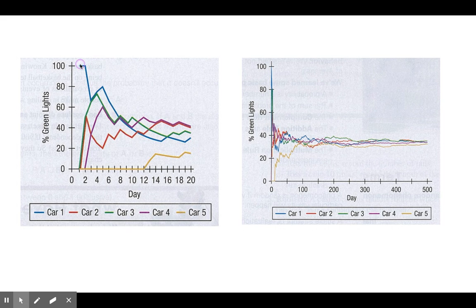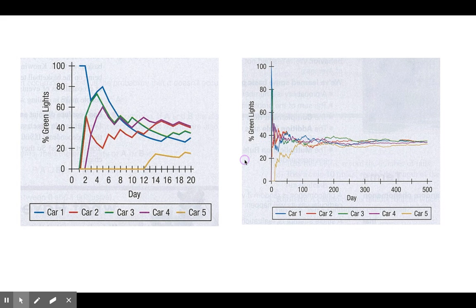And then for the blue one, car 1, the blue car, right in the beginning it was hitting every green light, and then it hit some red lights and then some more green, and then the percentage started to level off at a certain percentage. And you can see this is the long run of the same situation. So this graph is just cut right in here, this little piece, right? But over the long run, it seems to level off. Doesn't matter how you started. In the beginning, everybody had a different experience, but over the long run, the percentages leveled off to like 35%, maybe it looks like.